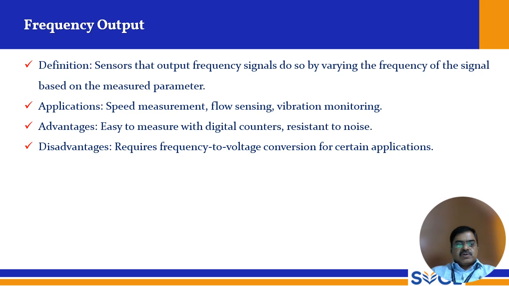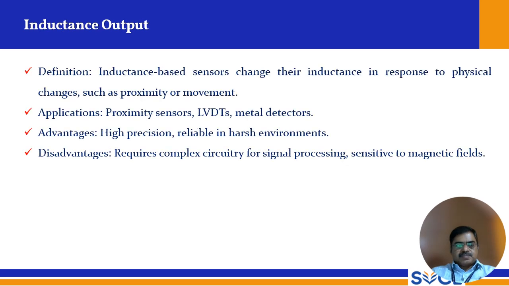Frequency output. Sensors that output frequency signals do so by varying the frequency of the signal based on the measured parameter. Applications: speed measurement, flow sensing, vibration monitoring. Advantages are easy to measure with the digital counters, resistance to noise. Disadvantages: requires frequency to voltage conversion for certain applications.